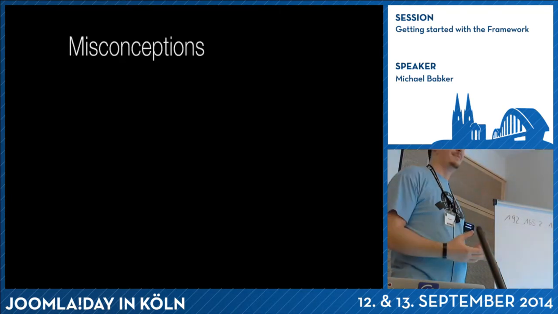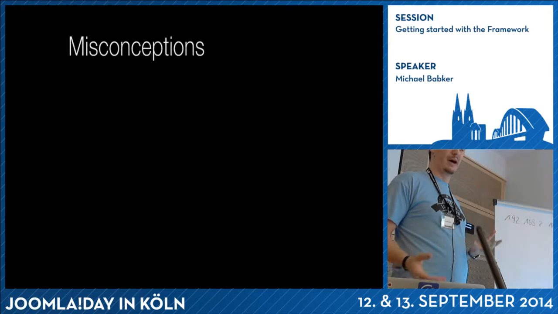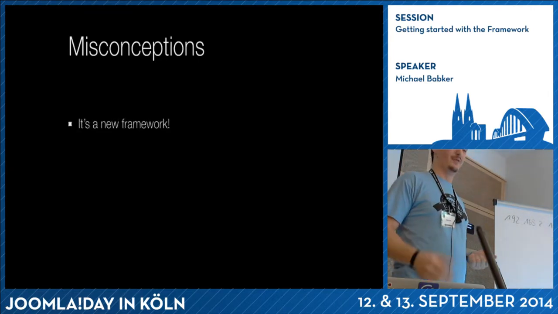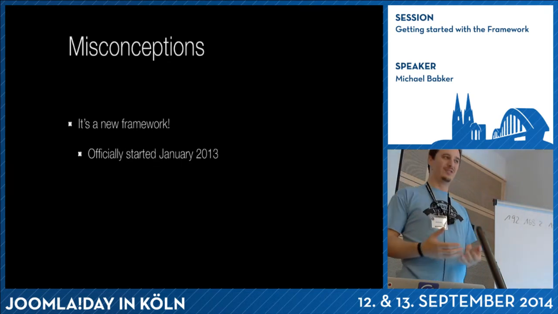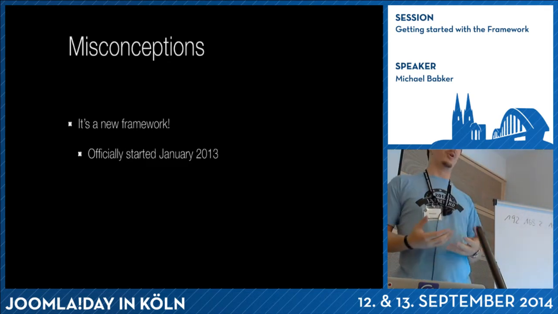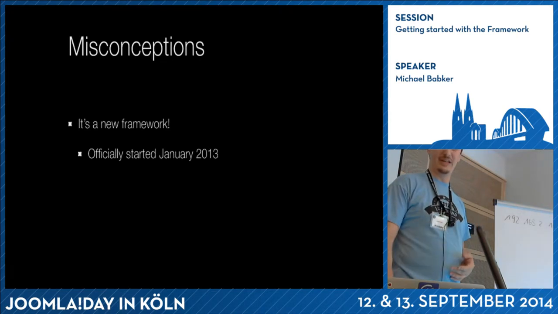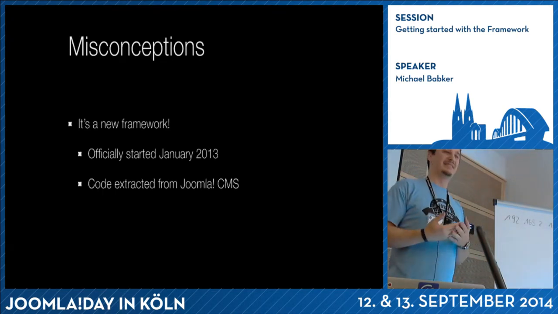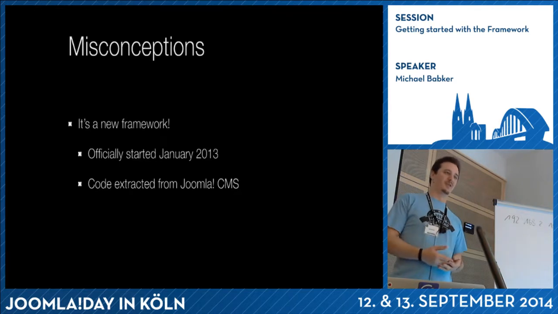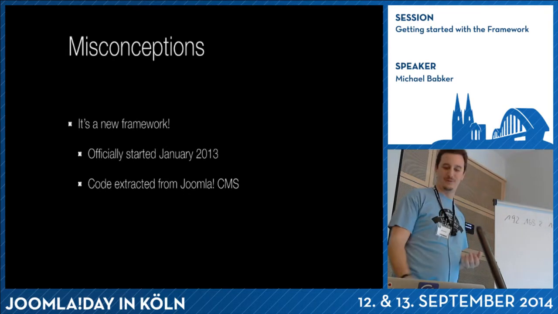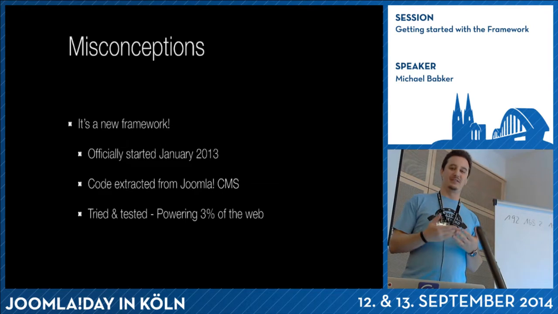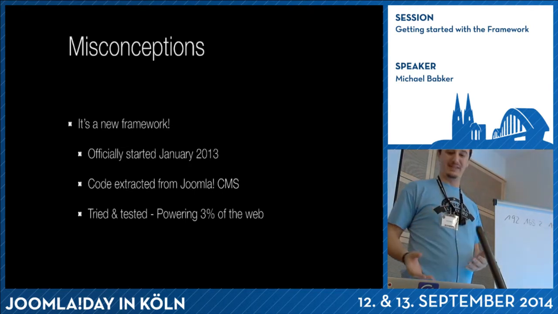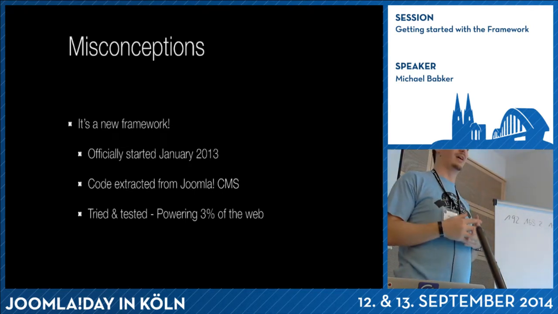Some misconceptions that commonly go around about the framework code. It's a new framework, which in some ways is true. It officially was started in January of 2013. So officially, it's barely a year and a half old, but it's not new code. As I said a little bit ago, this is code that's been extracted from the CMS, been used in the CMS for years. So it's tried and tested. It's already powering 3% of the web. So you're getting a stable code base when you build projects on the Joomla framework.